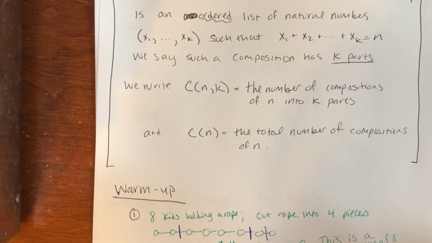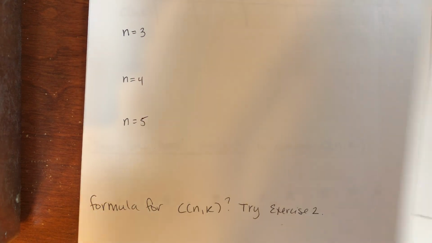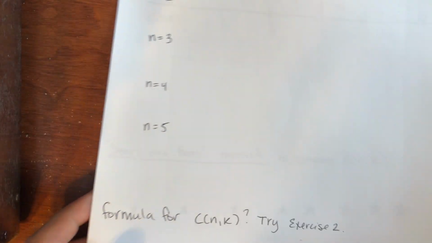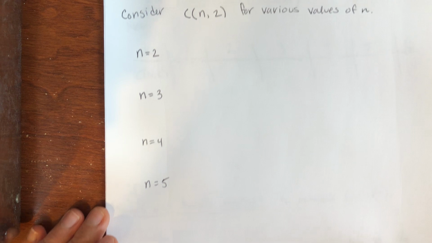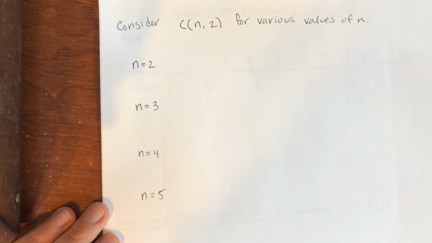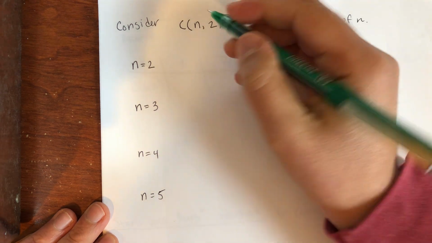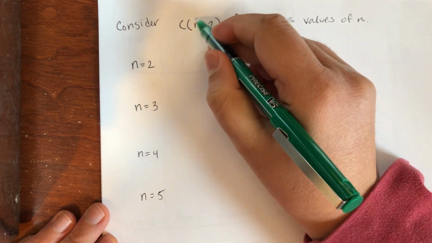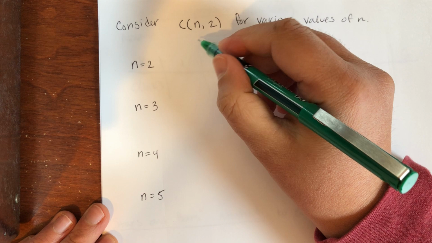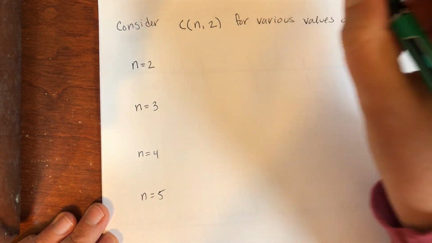But before we actually go and do that, let's do just a couple more examples here. So we're going to try to figure out the number of compositions of n into 2 parts for various values of n. All right, so what we're saying here is take whatever this larger number n is, how many ways can you break it up into 2 parts? And the order does matter in a composition.